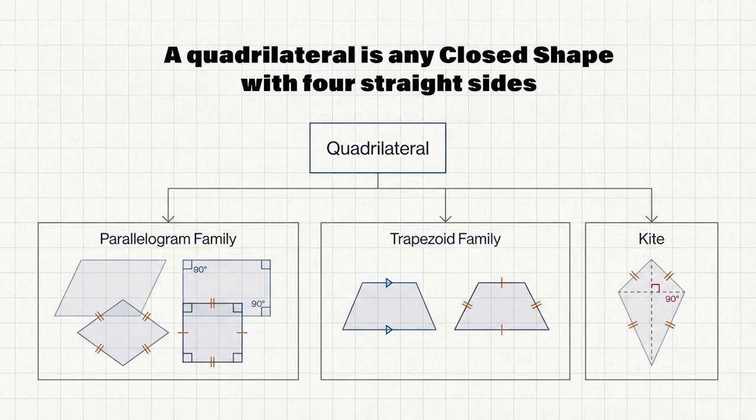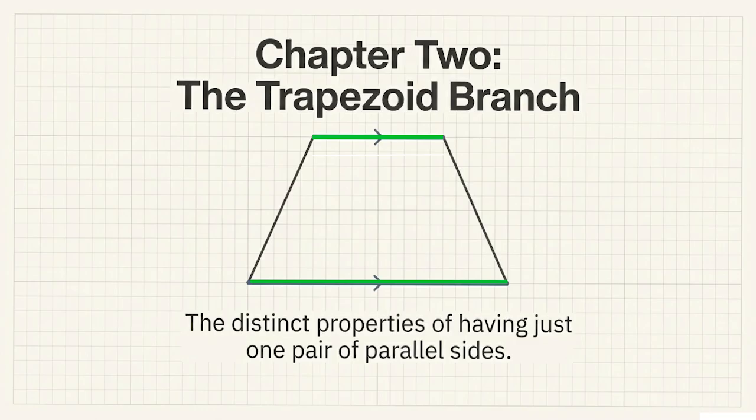Okay, we've spent a lot of time with the parallelogram branch of the family. Let's go meet some of the cousins. This next group, the trapezoids, they play by a much simpler, kind of less restrictive set of rules. The one and only rule for a trapezoid is this. It has to have exactly one pair of parallel sides. We usually call them the bases.